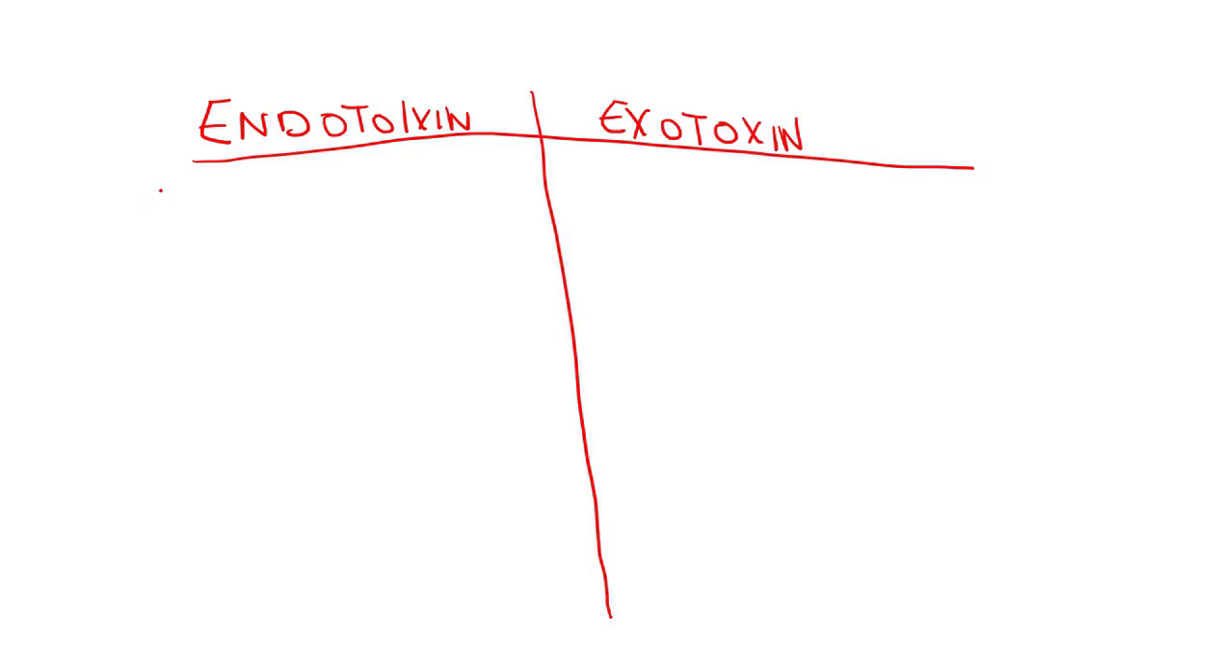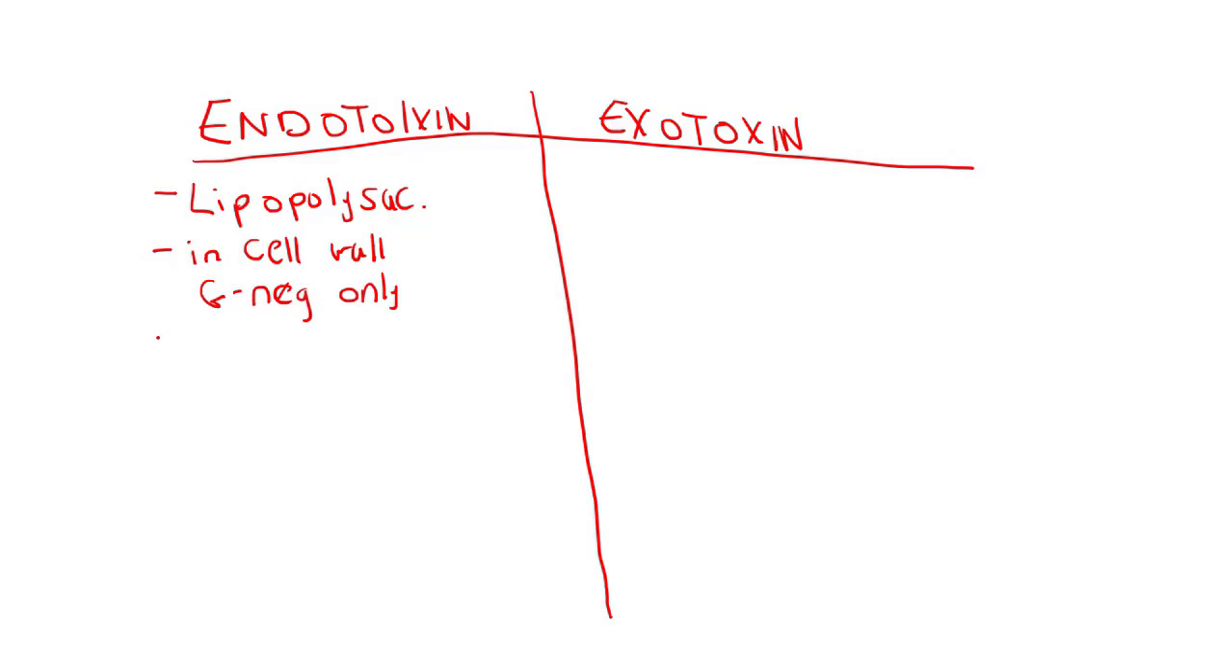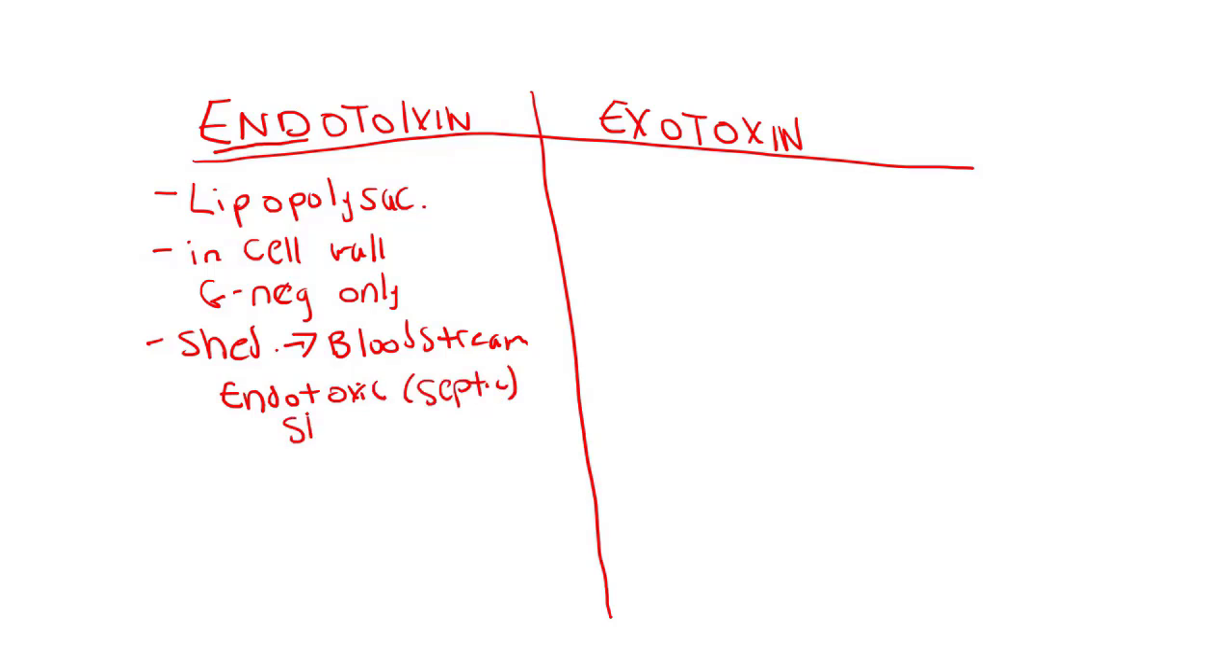Remember from a few chapters ago, endotoxin is a lipopolysaccharide, and it's found in the cell wall of gram-negative bacteria only. When you see "endo," it sounds like it's in the cell, but it's actually in the cell wall of the gram-negative bacteria. Occasionally, when gram-negative bacteria die, it will shed. If it does get into the bloodstream, this is what we call endotoxic shock, sometimes also known as septic shock. And this is a life-threatening event.